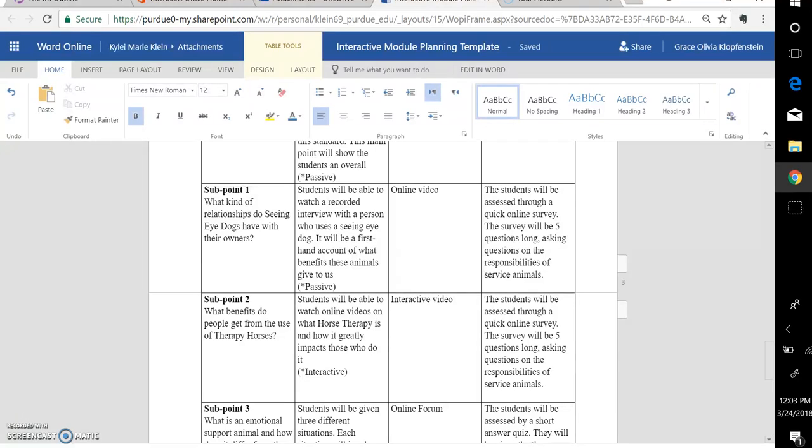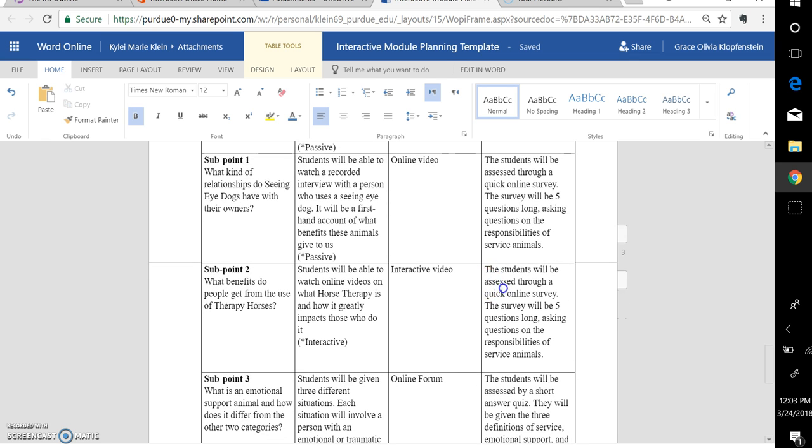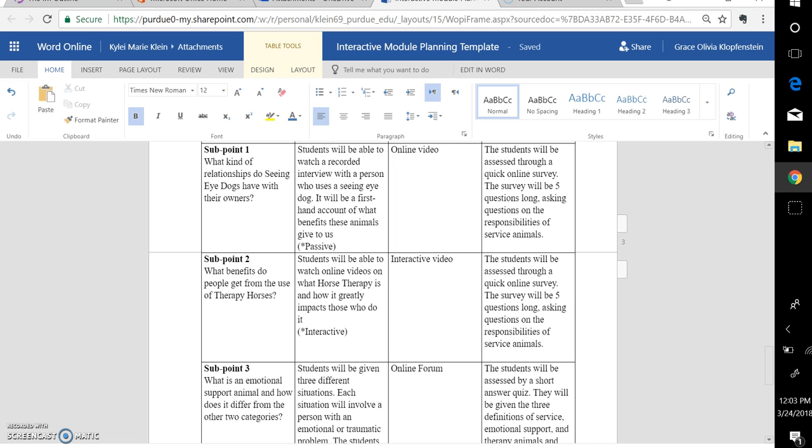So students will be able to go to an online video, which will be a passive portion, and they'll be able to watch a recorded interview with a person who has a seeing eye dog, and it'll be like a hands-on account. Now to be assessed, the students will be doing a quick online survey, and the survey will be 5 questions long, and it'll be about the responsibility of service animals.